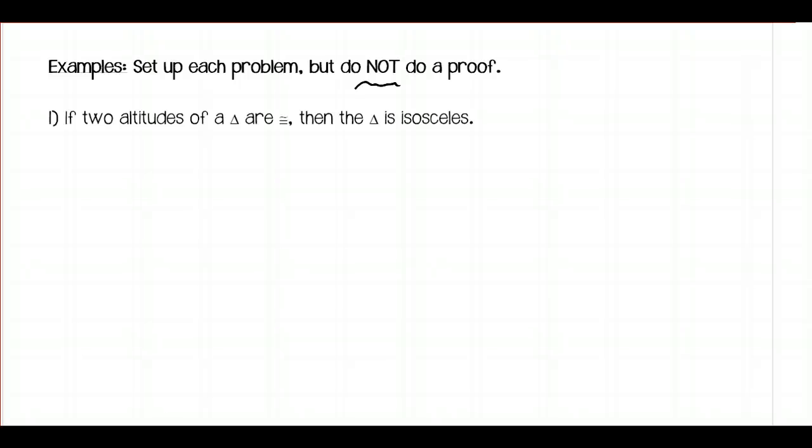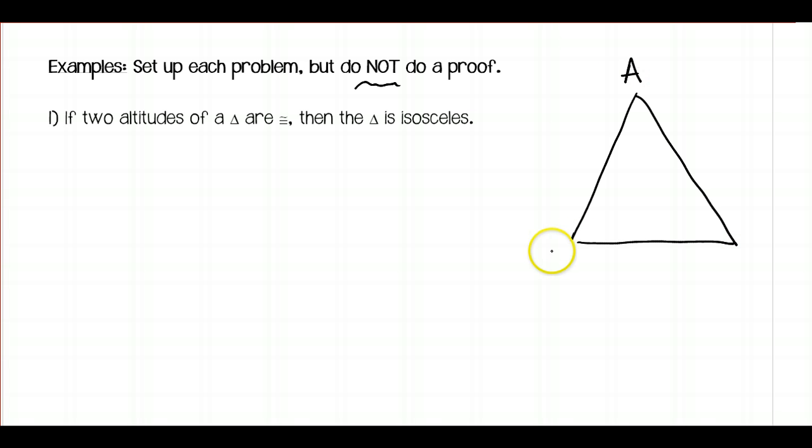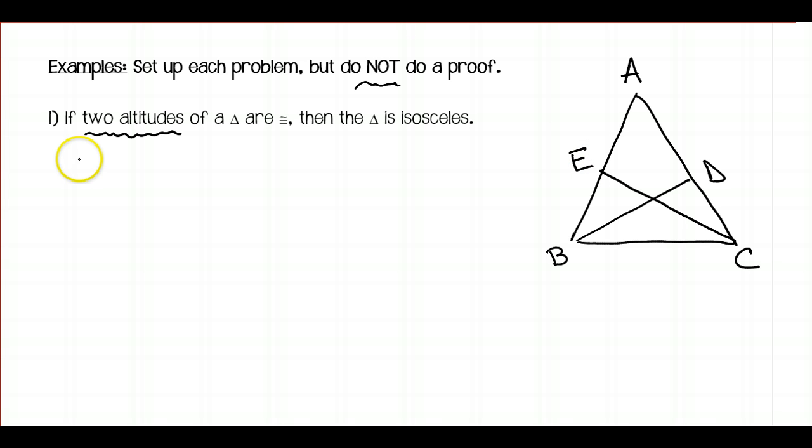So for number 1, I've got if two altitudes of a triangle are congruent, then the triangle is isosceles. So use the keywords in the problem to help you draw the picture. We need some sort of a triangle that's going to look isosceles. So let's just make it triangle ABC. And we need 2 altitudes. Okay, so I'm going to draw in one over here, I'll call that D, and I'm going to draw in one over here, and I'll call that E. And I think that should be good for our picture.